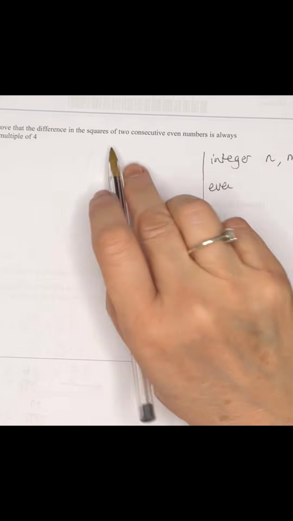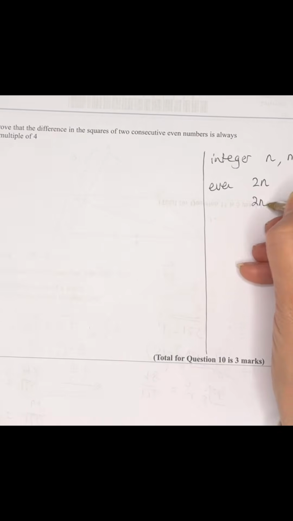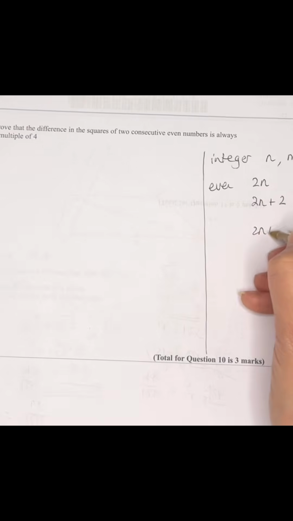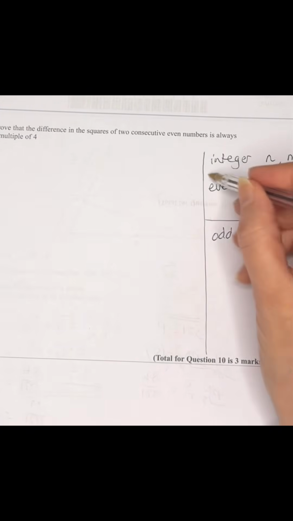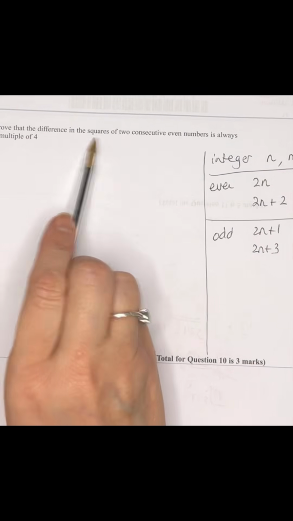first even number is going to be represented by 2n. Then the next one would be 2 more than this, so it's 2n plus 2. And then an odd number can then be written as 2n plus 1, because it'd be 1 more than an even, and the next one would then be 2n plus 3. And that's what it means by consecutive, is the next one.